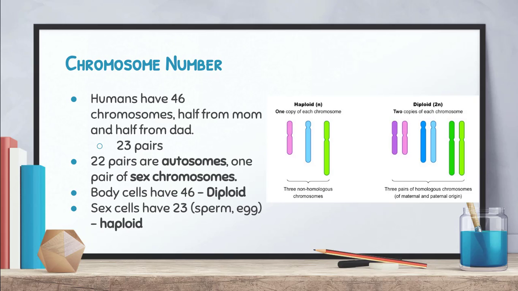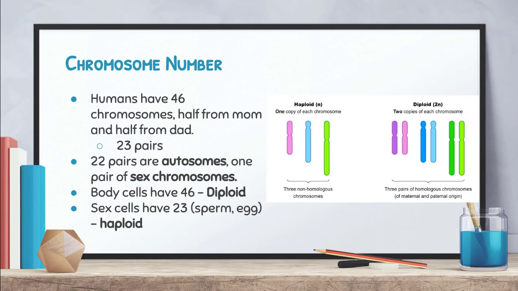Now, when we talk about meiosis, it's important to understand the concepts of chromosome numbers, and we've talked a little bit about this already in our meiosis unit. Humans have 46 chromosomes. Half of those come from mom, and half of those come from dad. So essentially what we have is 23 pairs of chromosomes. You get one set of 23 from mom and one set of 23 from dad. Now, 22 pairs of the 23 that you have are called autosomes, and they code for a variety of different traits and characteristics and proteins that are produced inside of your body.